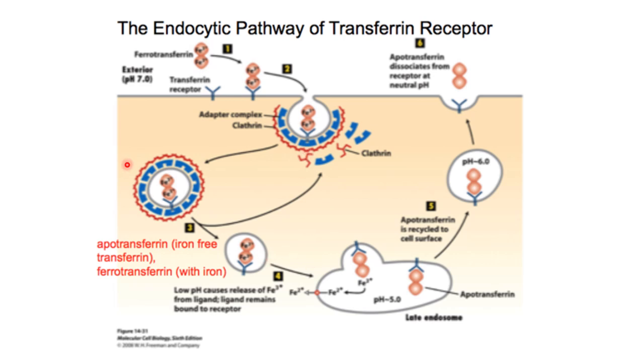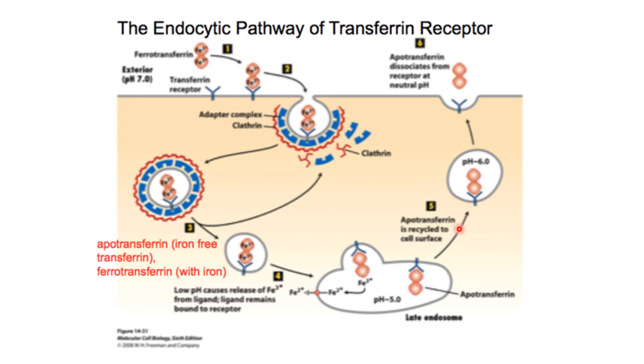Then once it has entered inside the cell, it will fuse with the endosome where the pH is 5.5, and the late endosome where the pH is 5. Remember the pH here, it is 5. Endosome will cause the release of iron. Low pH causes release of iron from the ligand. The ligand remains bound to the receptor. See here, transferrin is remaining bound to the receptor. It is not released, only iron is released.